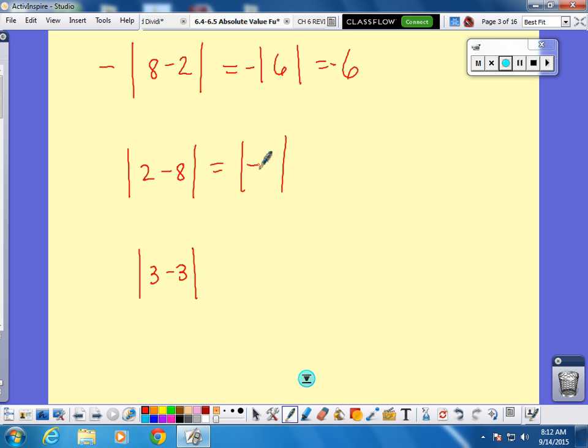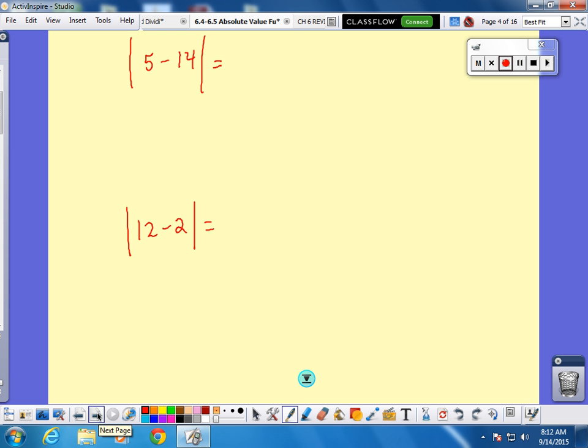2 minus 8 is negative 6. The absolute value of negative 6: remember, if I plug in a negative number, the answer is its opposite. In other words, I'm asking how far negative 6 is from 0 on the number line. It's 6 units. Again, if this had been negative, my answer would be negative only because of the opposite sign on the outside. How far is 0 from itself on the number line? 0 units.